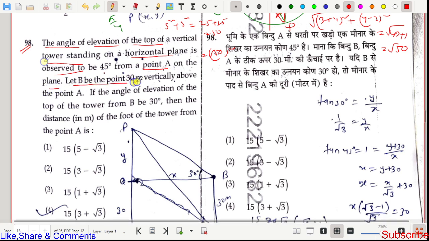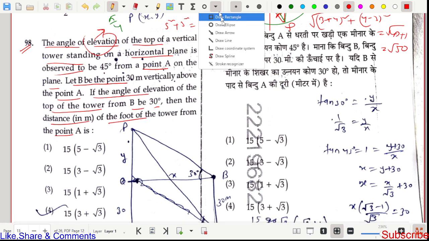Let B be the point 30 meter vertically above A. If the angle of elevation of the top of the tower from B is 30 degrees, then find the distance in meters of the foot from the tower A. So what is given? Angle of elevation means looking up, to the top of the tower, which is vertical.